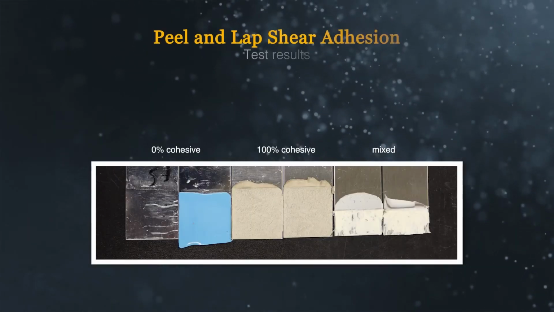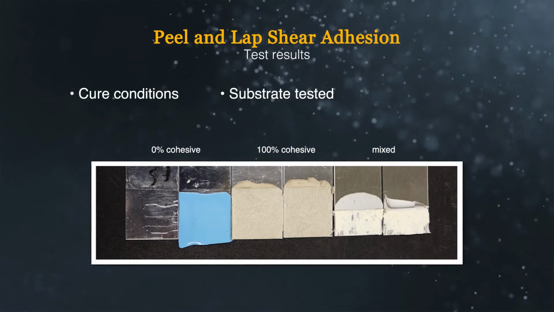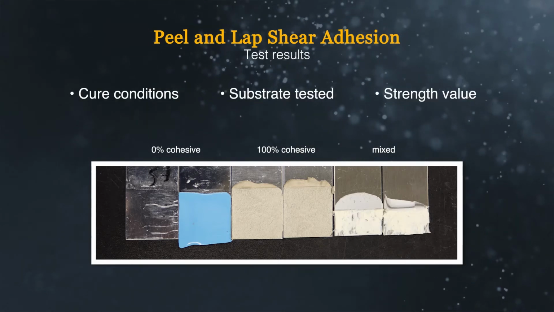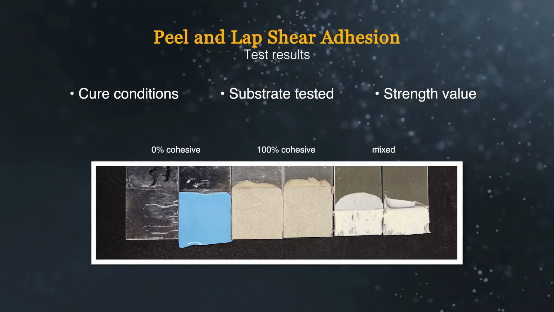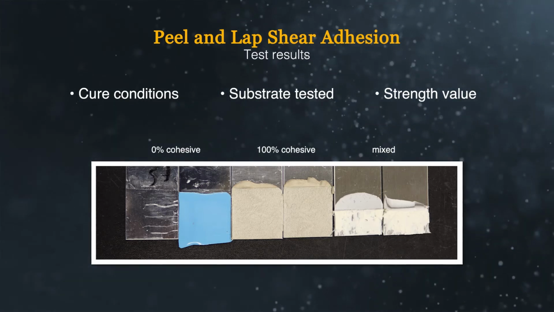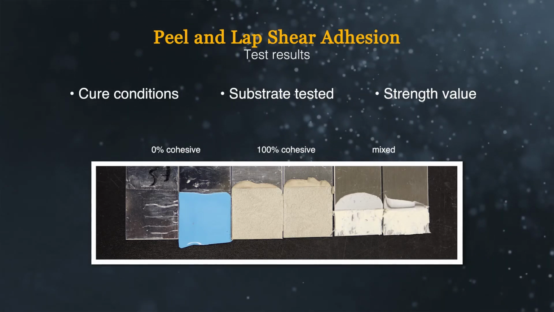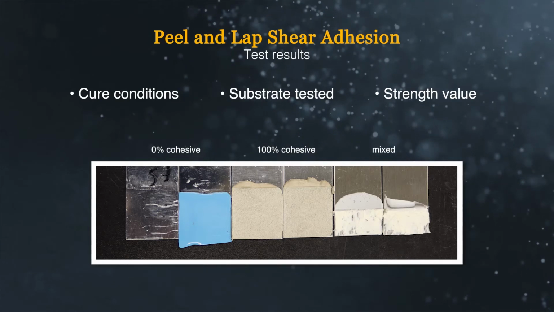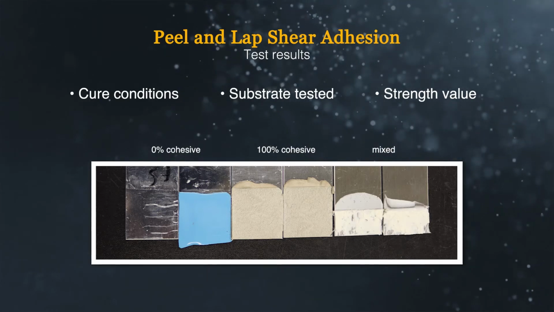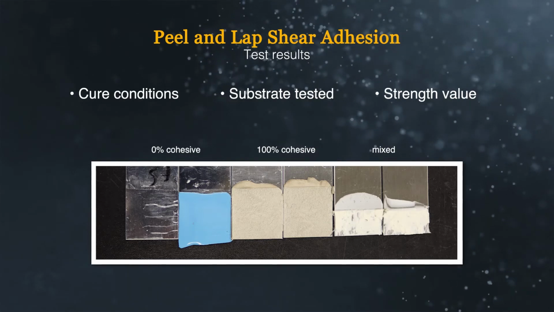Peel and lap shear adhesion values should list cure conditions, the substrate tested, the strength value per square area, and ideally if the material pulled off cleanly, called 0% cohesive failure, or if the adhesive tore within itself, called 100% cohesive failure, or some combination such as 0 to 100% of the bond area.